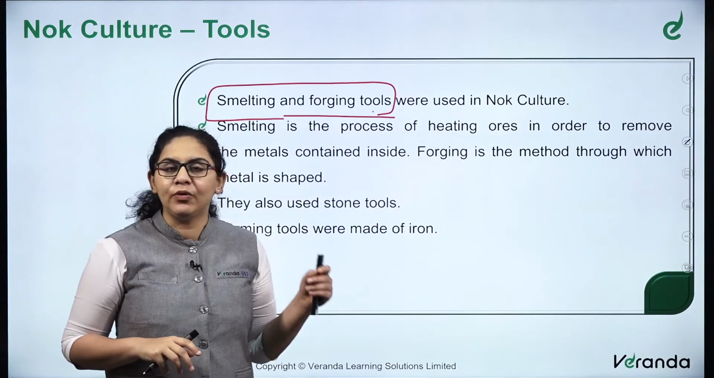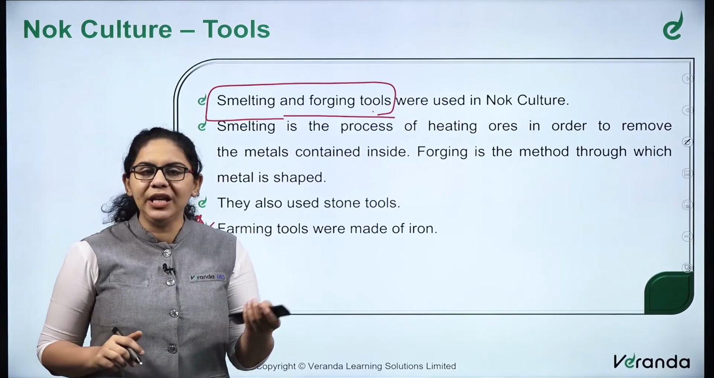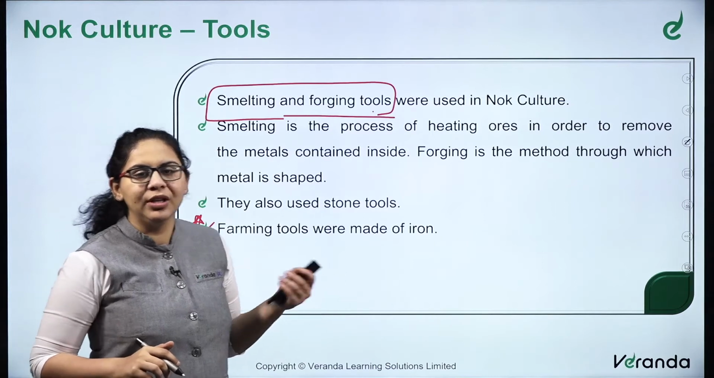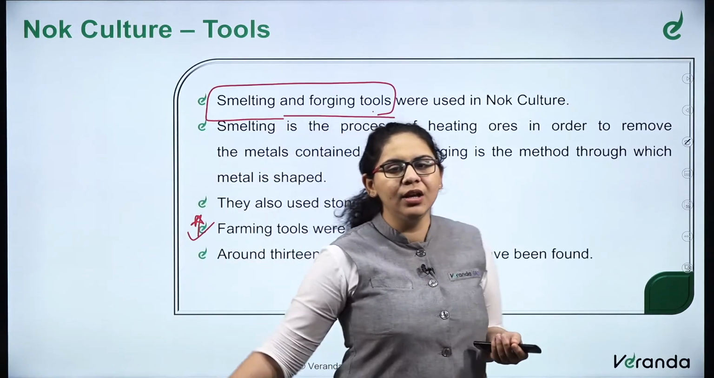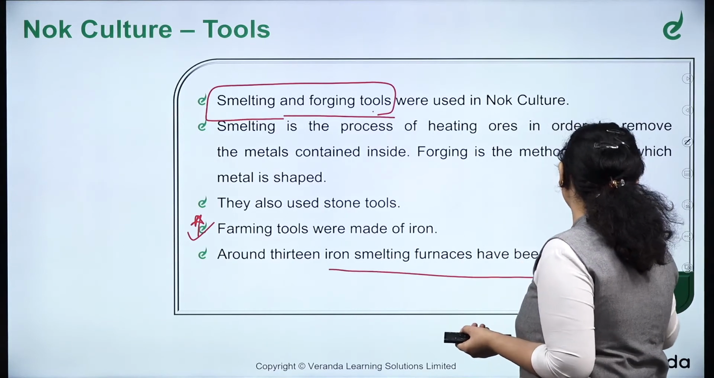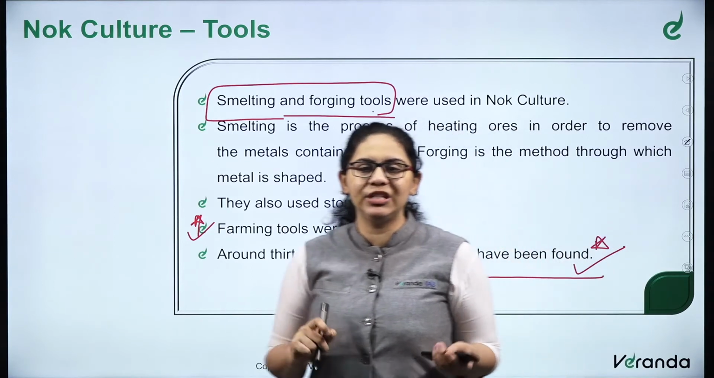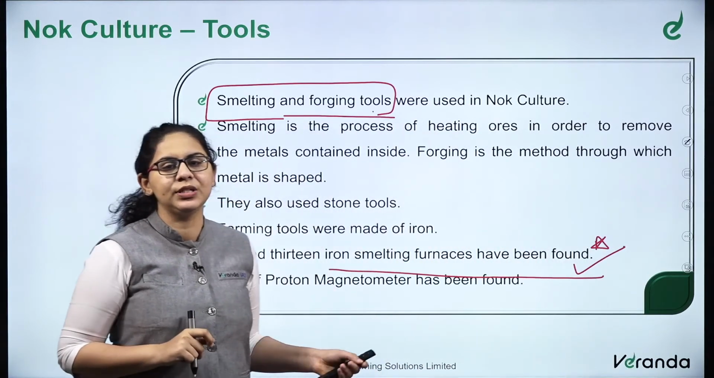Farming tools were made of iron mainly. They knew farming, cultivation. That is why we know that agricultural efficiency was there. Around 13 iron smelting furnaces have been found. That tells us that it was an important activity taking place during those times.